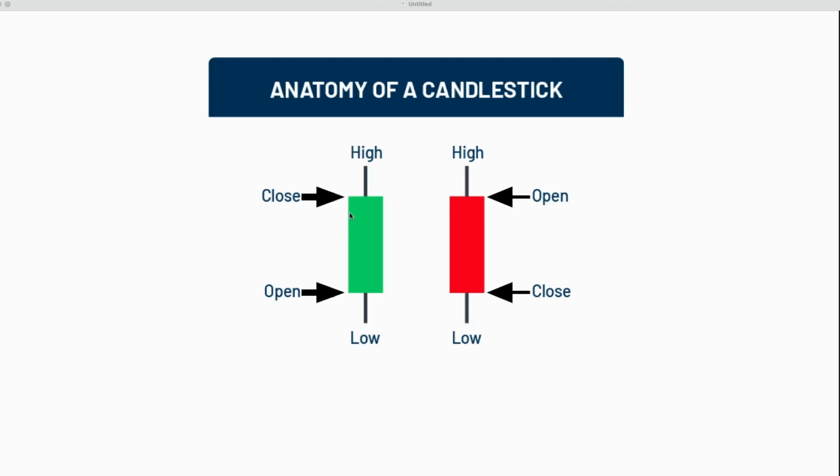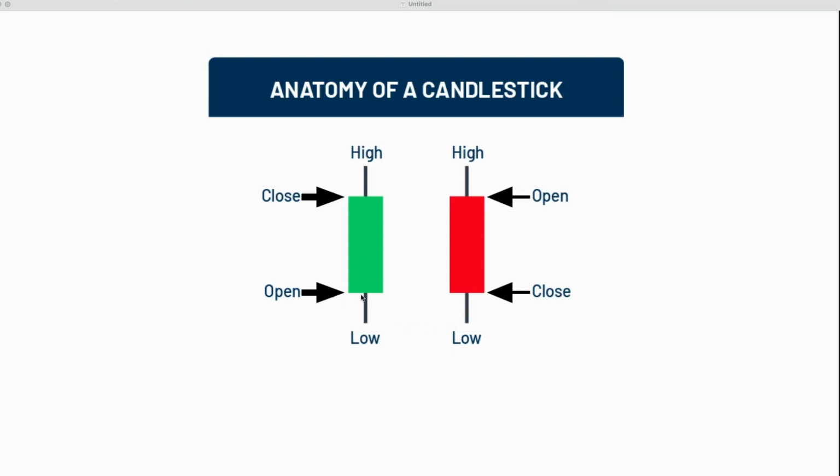So with that already in the back of our minds, every single green candle is going to have a high, a close, an open, a low. And then conversely, for the red candles, you'll see it inverse. So high, open, close, and low. So what does this mean?